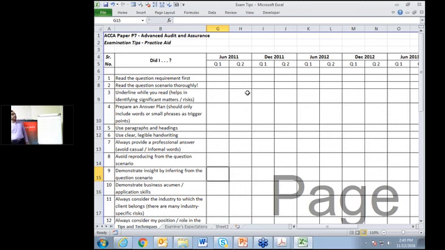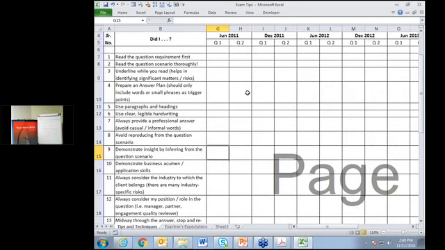Demonstrate insight by inferring from the question scenario. That's the key thing. Those two things are related. Infer from the scenario, refer to the scenario, do not reproduce from the scenario. Did you demonstrate business acumen and application skills? Do not talk about general definitions of audit risks and business risks and all that, which may not be very relevant over here, especially for part C and D. Did you always consider the industry to which the client belongs? And this one was a difficult industry actually.